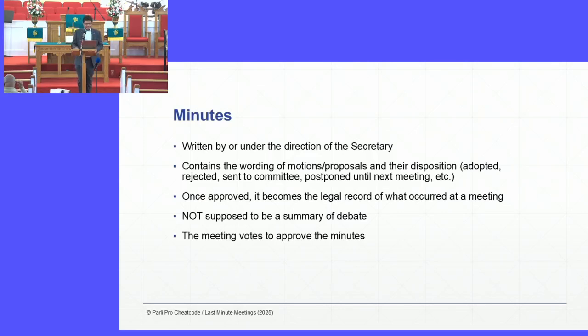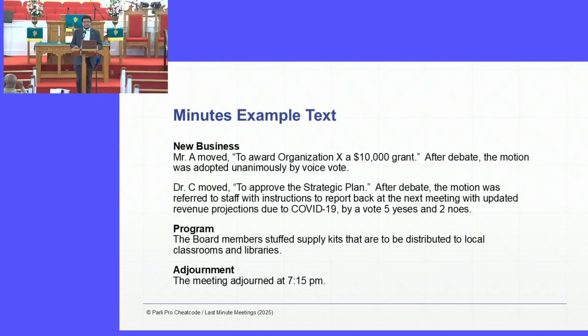Oh, fine. Next slide, please. And so what I have here is just some basic text for minutes. If you just look really quickly at the second paragraph, it says, Dr. C's motion was to approve the strategic plan. After debate, the motion was referred to staff with instructions to report back at the next meeting with updated revenue projections due to COVID-19, right?